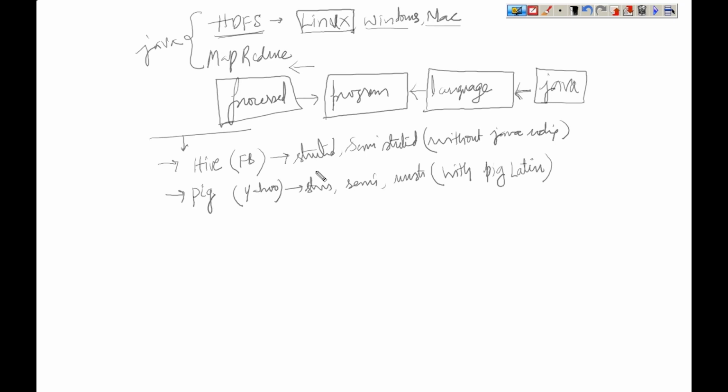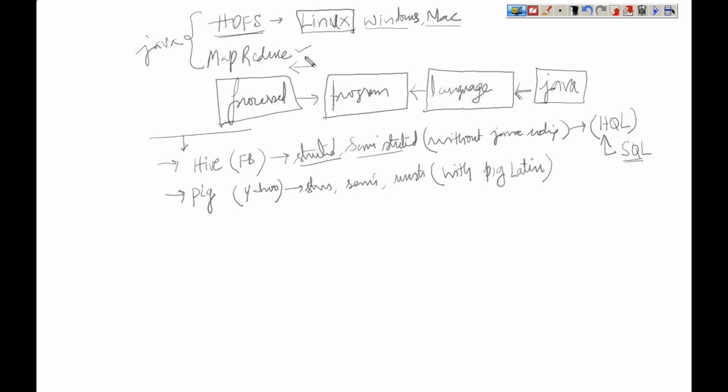Hive and Pig. Hive mainly processes structured and semi-structured data. So what is the language used by Hive without Java coding? Hive uses a language called HQL. HQL stands for Hive Query Language. This language is almost the same as SQL. Therefore, people who are SQL developers can use the Hive component to process the data. They need not go with MapReduce. They can use Hive directly to process the data.